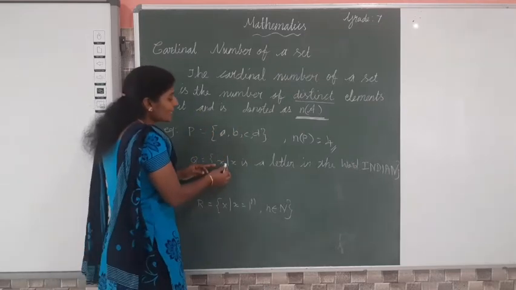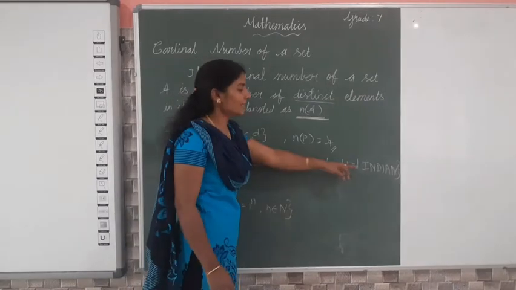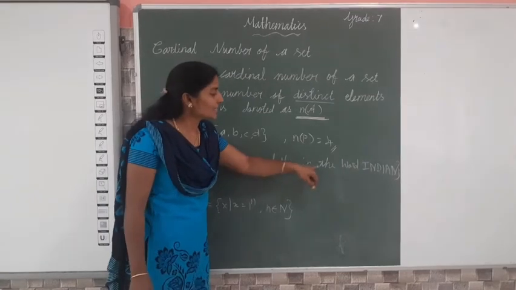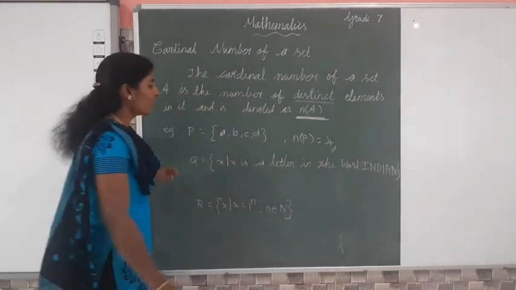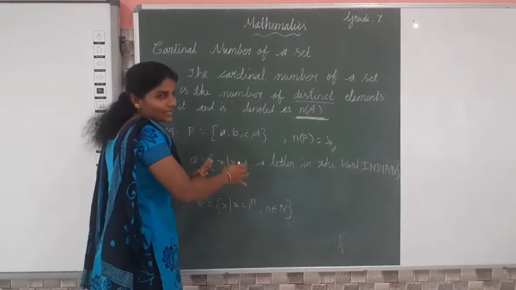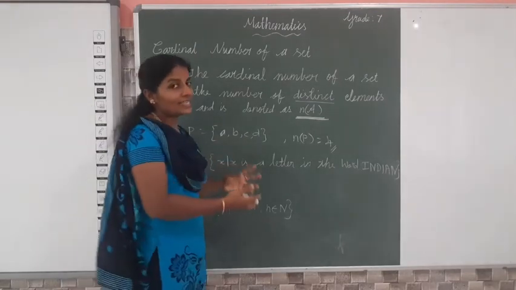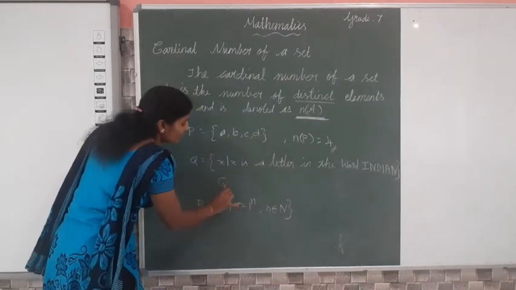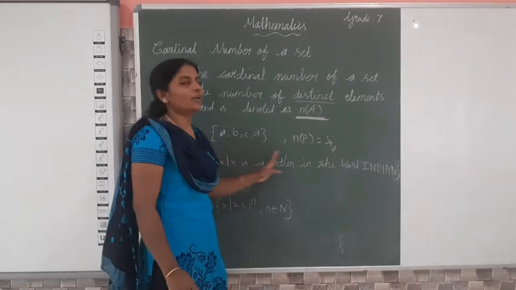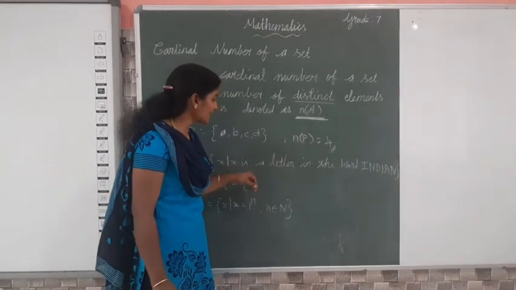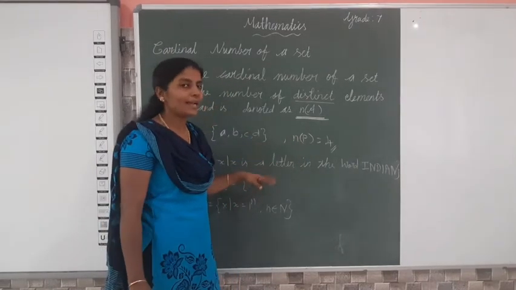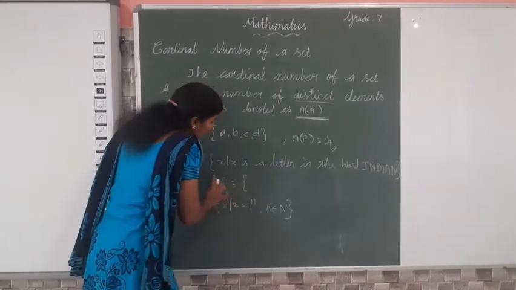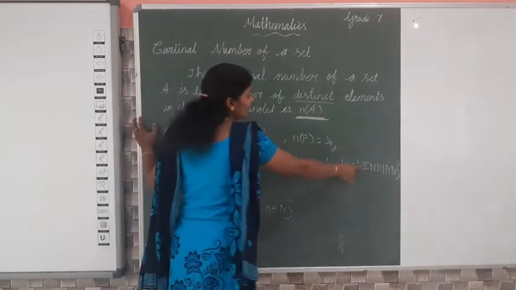Now listen here. Q = {x such that x is a letter in the word INDIAN}. Now we can write what the elements in the set are, in listing method or roster form. We can't count how many elements there are at first, so first we write the elements in listing method, and after that we can write the cardinal number. Here Q is equal to, x is a letter in the word INDIAN.